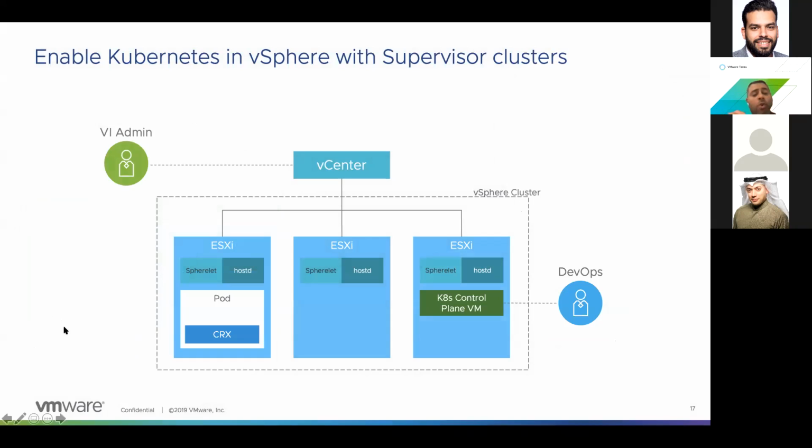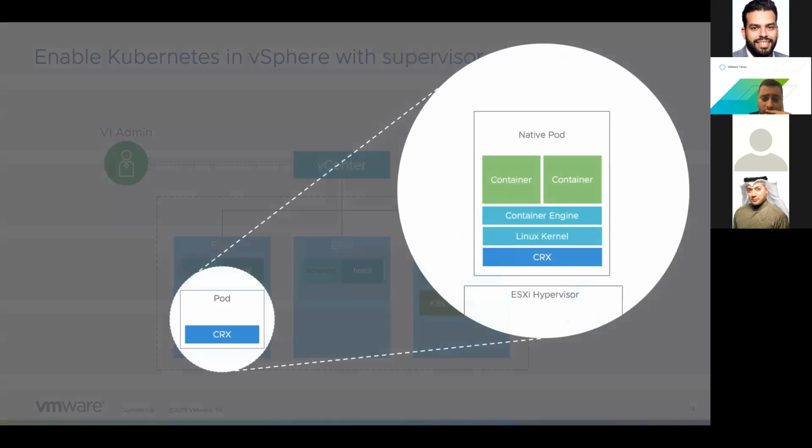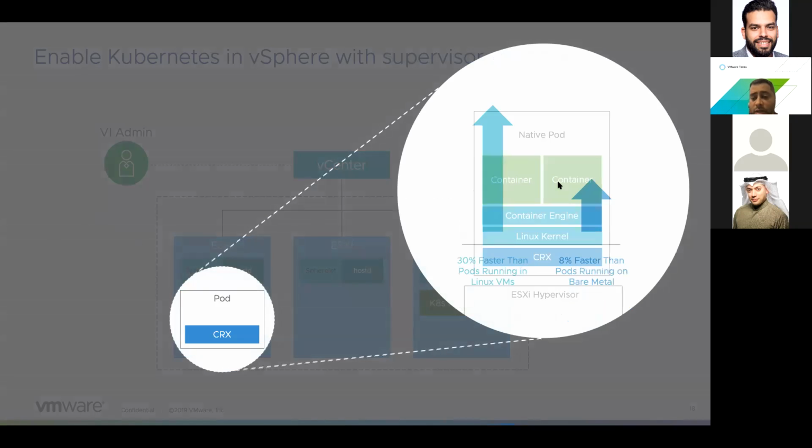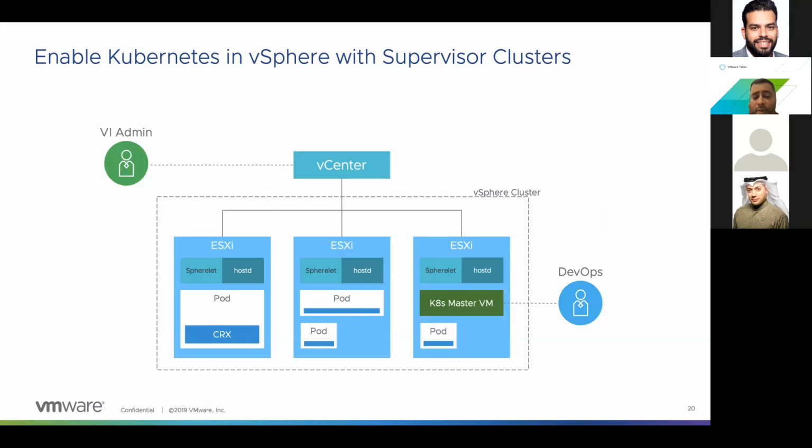Another unique value that we are offering is that we are allowing you to run Kubernetes directly on the ESXi server, the same way you used to do with the VMs. So your Kubernetes pods are going to be first-class citizens exactly like the virtual machines. Inside your ESXi server, you could have a CRX pod. CRX is a very minimal footprint of a Linux system that will be just used to host your pod. So we're also allowing you to run this, and this is what we're calling native pods. Inside the CRX, you will have the Linux kernel, the container engine, and then your containers.